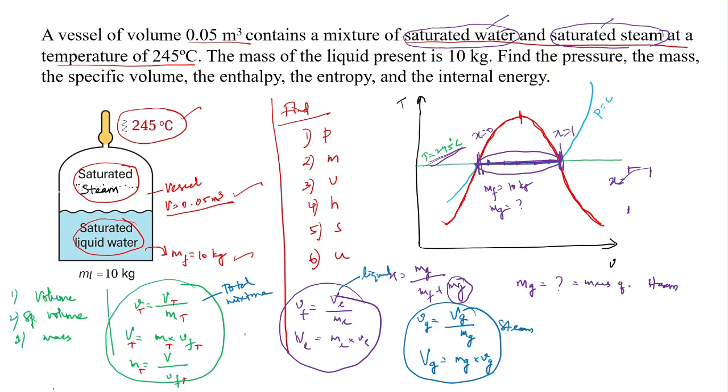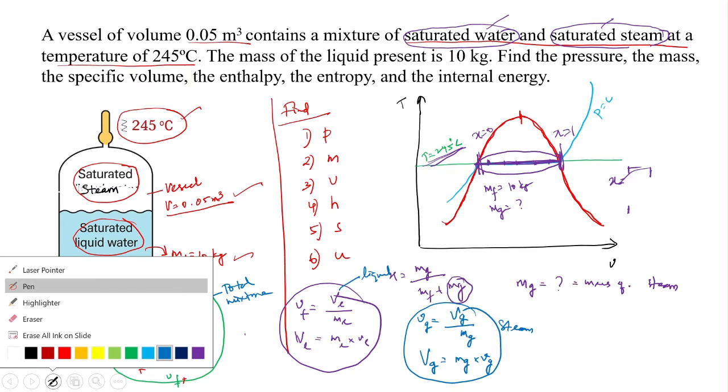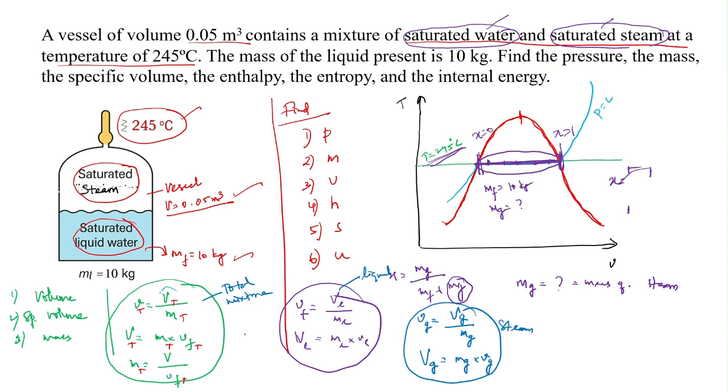From these three relations we know only a certain part. What do we know? We know the total volume and the mass of liquid. These two parameters we know. We don't know the specific volume of liquid and the specific volume of steam, or the mass of steam. So how can we find these parameters? This is the first part of the problem, and it can be found with the help of a steam table.